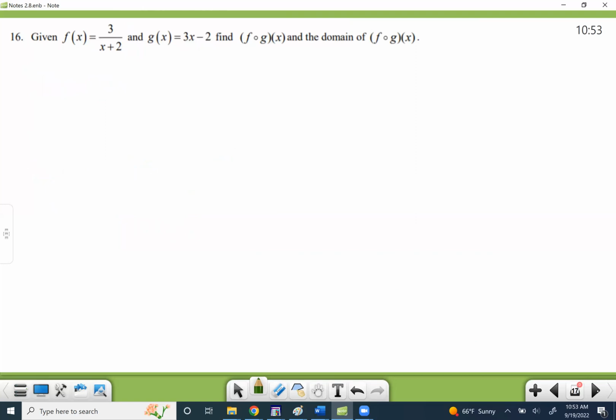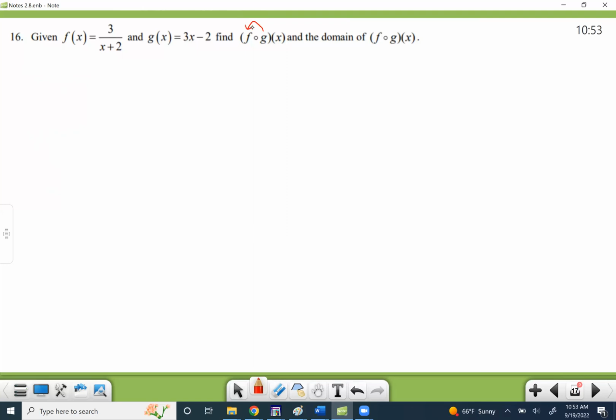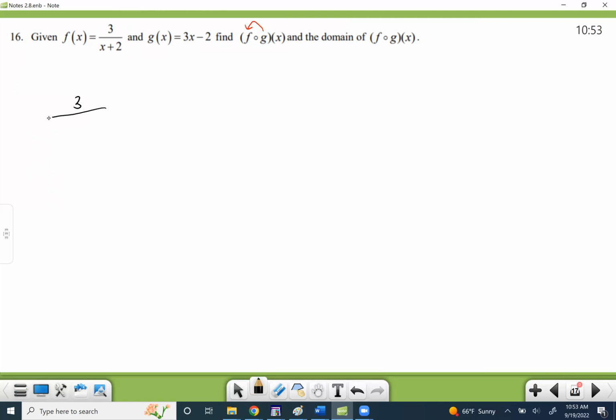Given F and G, find F compose G and the domain of F compose G. Okay. All right, you guys. So for function composition like this, let's go ahead and figure out who's getting plugged into who, okay? So it's the one on the right that gets plugged into the left. So we're taking G and we're going to substitute it into F. Okay, so we're going to take F, and instead of writing the x, we're going to put 3x minus 2 in its spot.